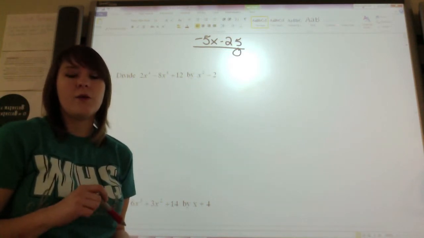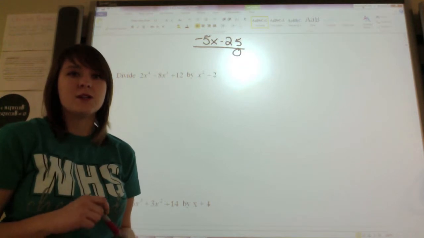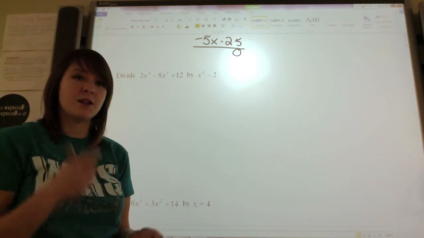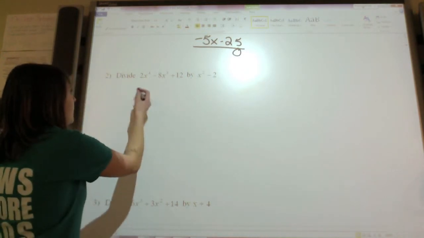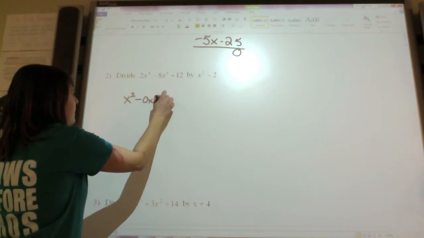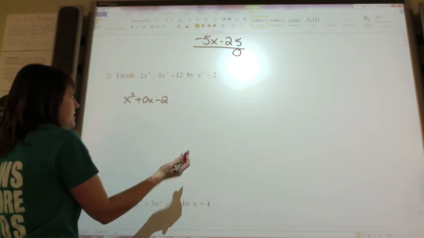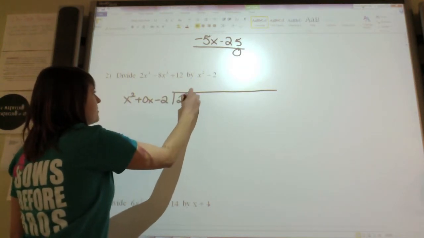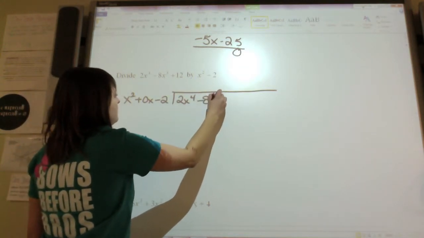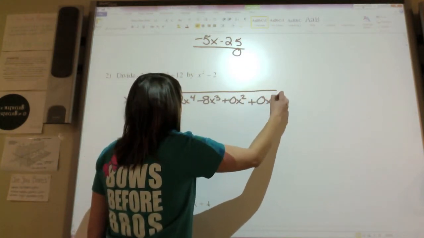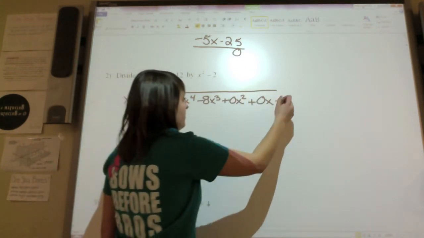Whenever that's happening, you always have to put a placeholder in to make sure that you're able to multiply and divide and add and subtract in the right order. So I'm going to write this out. I'm going to write x squared minus 0x minus 2, or plus 0x. It really doesn't matter. And then over here, I've got 2x to the fourth minus 8x cubed plus 0x squared plus 0x plus 12.